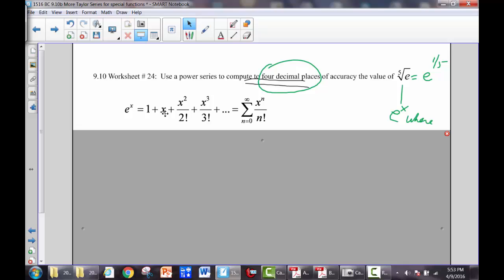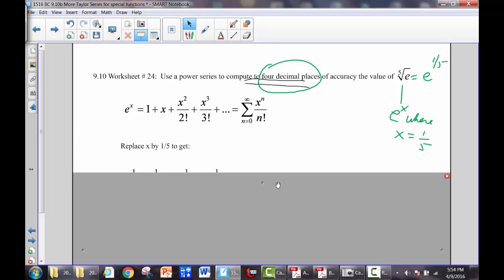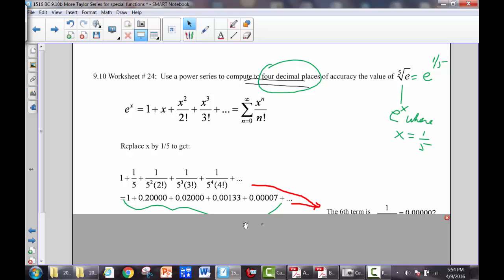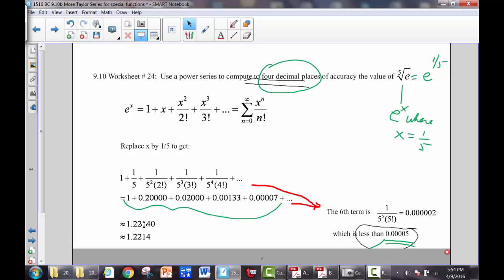So we're going to start with e to the x, which we already know. We don't have to create that one. And we simply replace all the x's by 1/5. This is 1/5 squared, this is 1/5 cubed, etc. And then you would use a calculator, which always makes me laugh, because if you have a calculator to do all this, how come you don't have a calculator to do the fifth root of e, but whatever. If you use this approximation, remember you'll round each one of them to 5 decimal places so that you'll end up with 4 decimal places of accuracy at the end. So once you get to this point, then you round it to 4 decimal places.